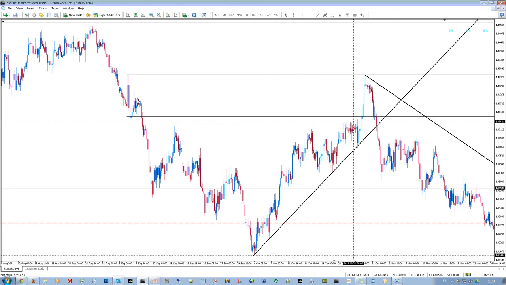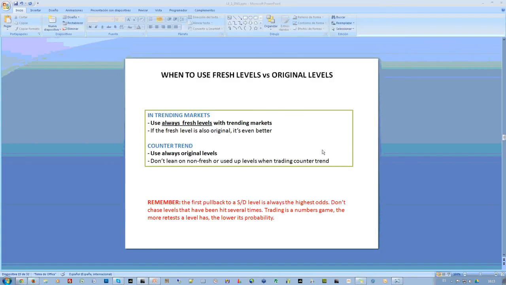So where should I trade? This is a retest of this one. I'm too much trading on the candle. This is a retest of this one. So look at this. All these levels here are retested. So there is no fresh level to lean on.